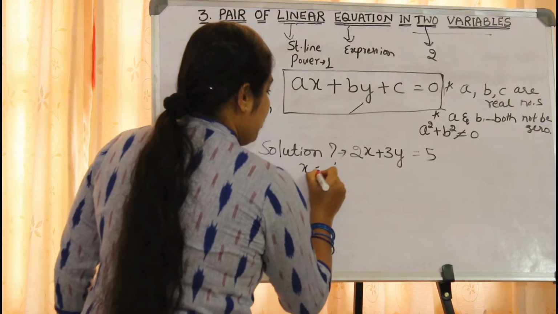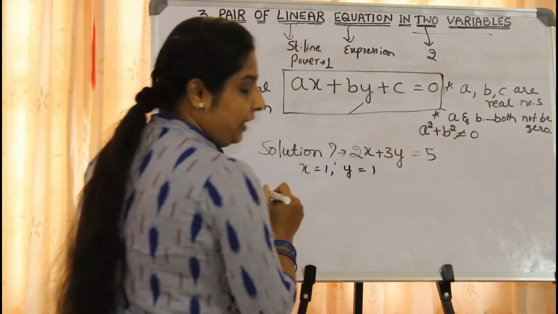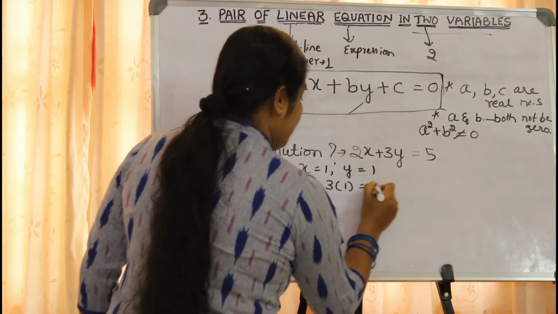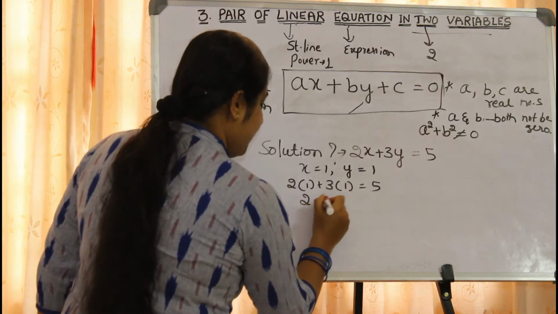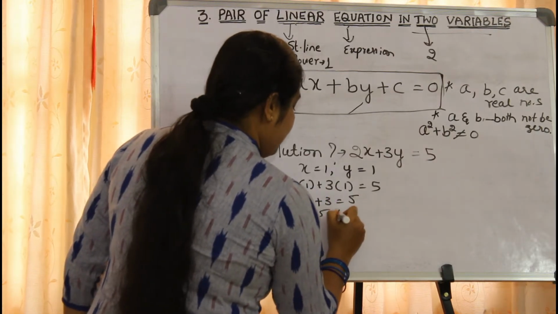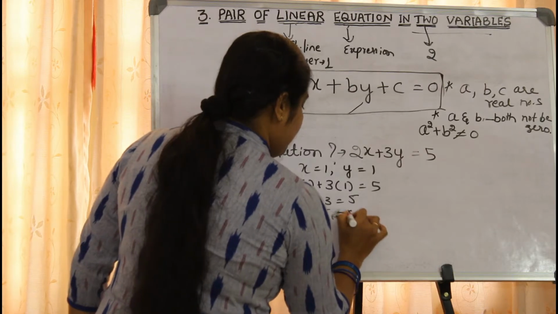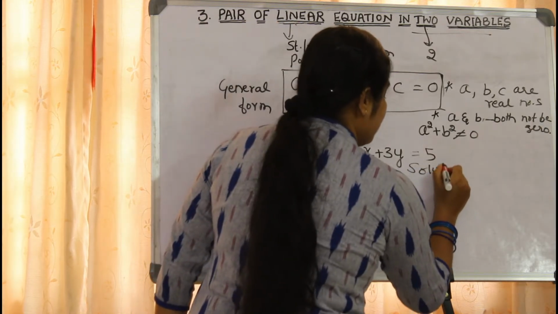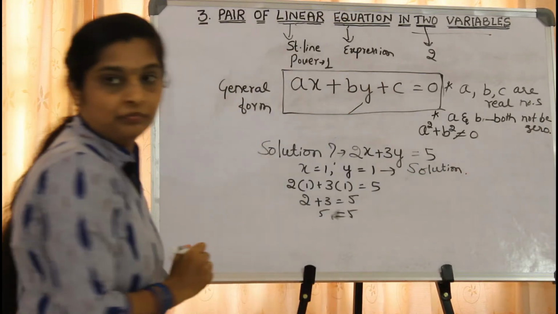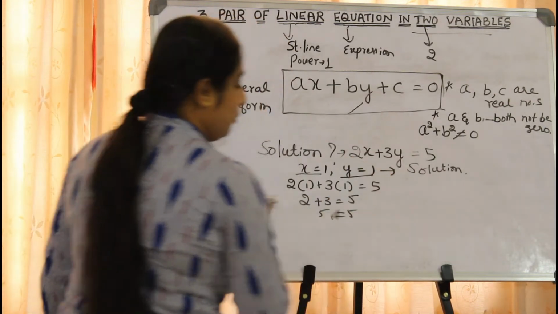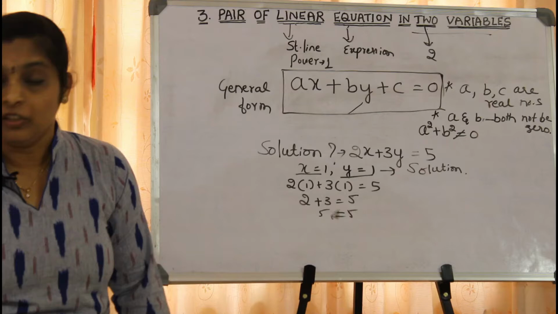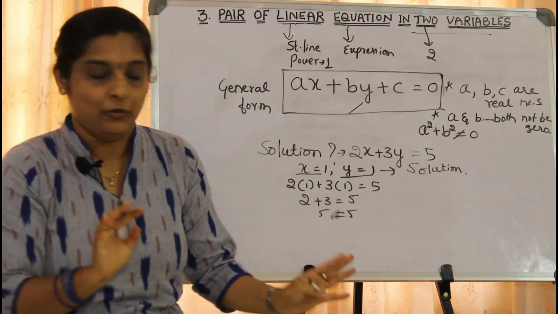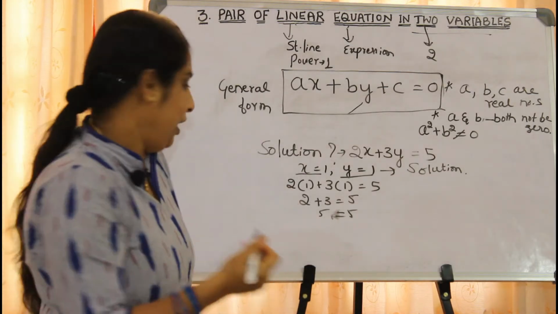Let us say x is equal to 1 and y is equal to 1. Then the equation will become 2 into 1 plus 3 into 1 is equal to 5. And 2 into 1 is 2, plus 3 is equal to 5. So this value is the solution of the equation. x is equal to 1, y is equal to 1. Then is it the only solution? No way, it is not the only solution. There might be infinite number of solutions.